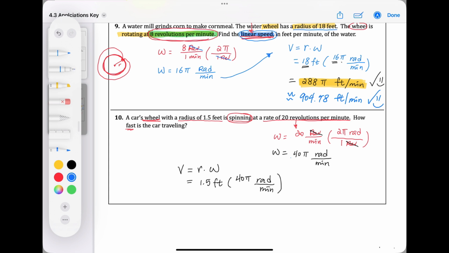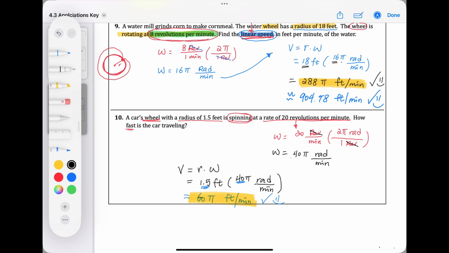Now, do not overthink. We are math people. Numbers together. So 1.5 is a number, 40 is a number. So 1.5 times 40 will be 60. Pi, just a number. Leave me alone. And what is my unit? That will be feet per minute. This is perfect. If you insist on giving me this as the final answer, perfect.